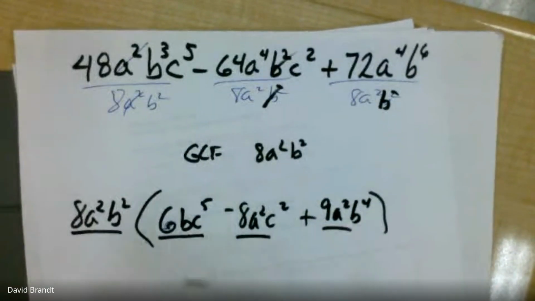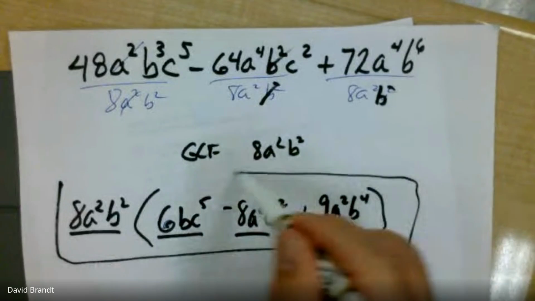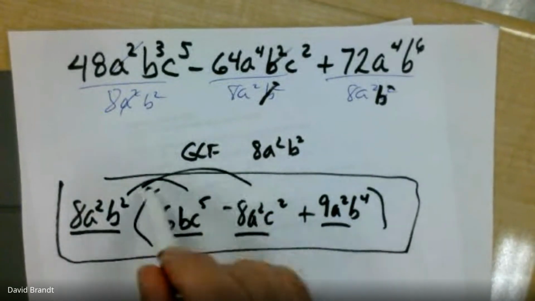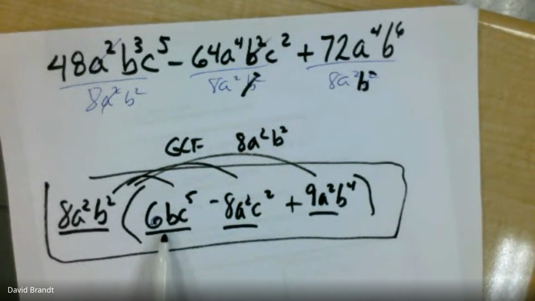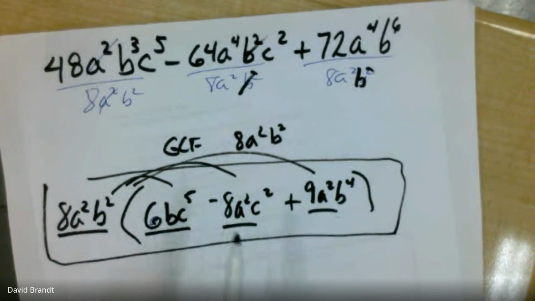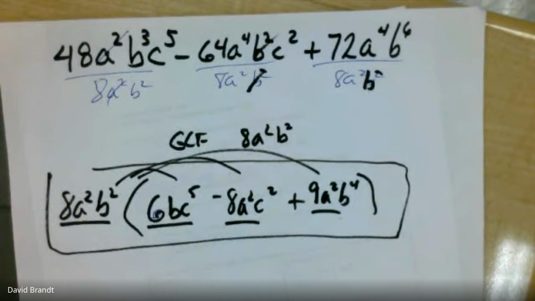So there's factored form right there. And again, you can check by distributing. And notice again, there is nothing in common with these three terms anymore. So that is factored form. All right, I hope you get an understanding of how to take out the greatest common factor. We are done with Guided Notes A.